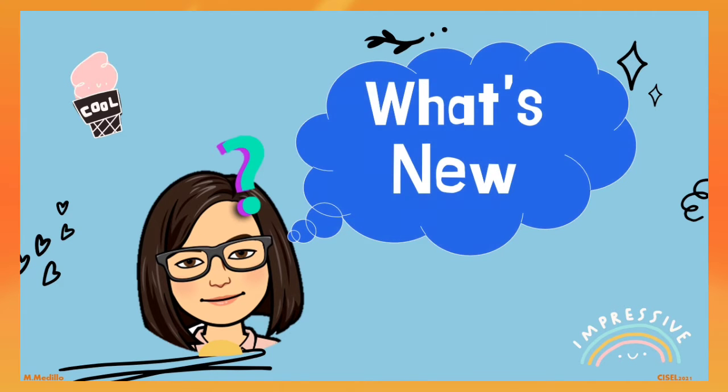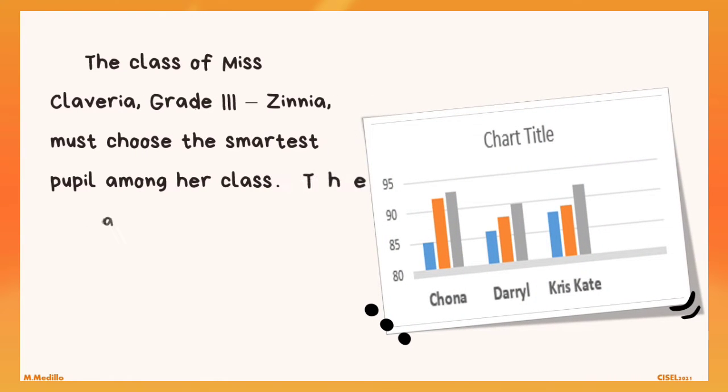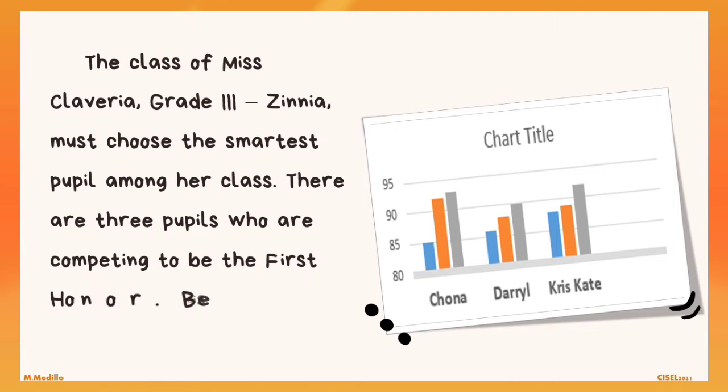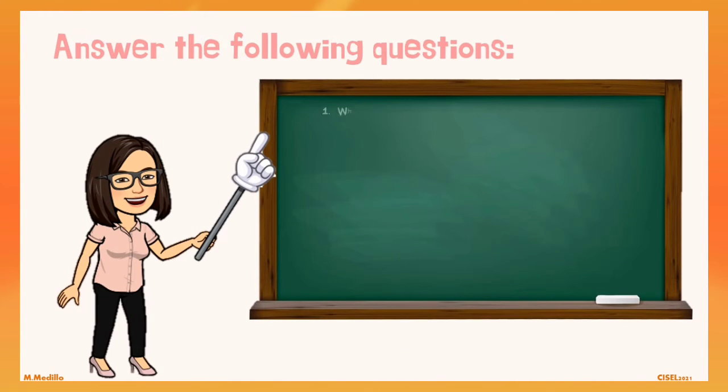I will read the short story first, and you are going to analyze the graph, and then we will answer the questions afterward. The class of Miss Claveria, grade 3 Xenia, must choose the smartest pupil among her class. There are 3 pupils who are competing to be the first honor. Beside is the graph of their grade. Now let us answer the following questions.